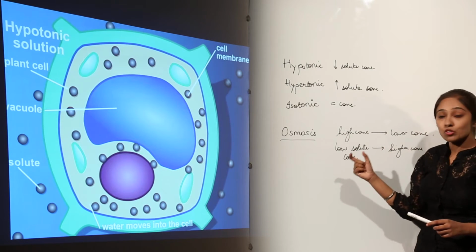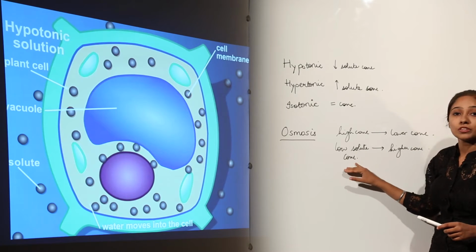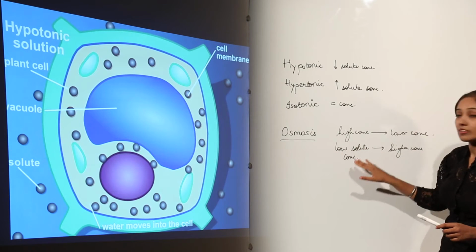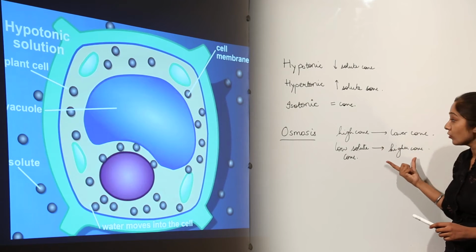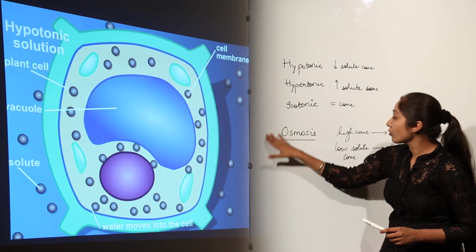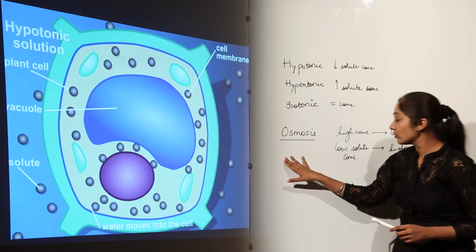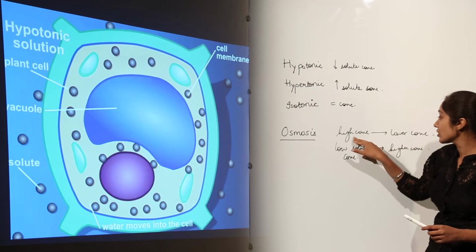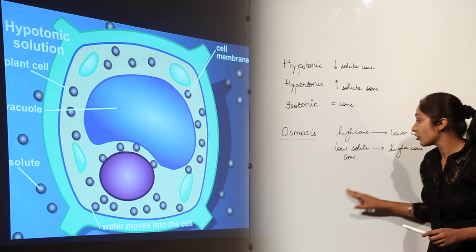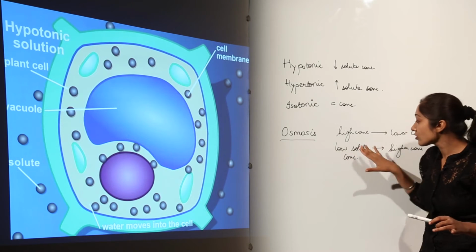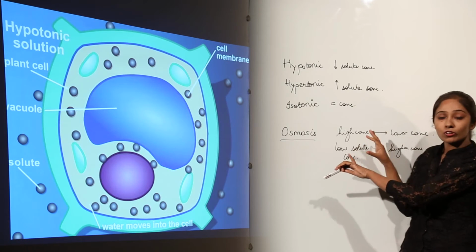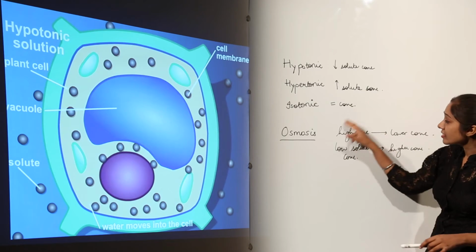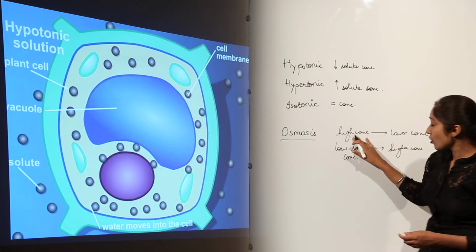If we talk in terms of solute, this is going to be the movement from lower solute concentration to a region of its higher solute concentration. Remember that osmosis is the net movement of water molecules from the region of its higher concentration to lower concentration. If we talk about solute, it is from the region of lower solute concentration to the region of higher solute concentration.